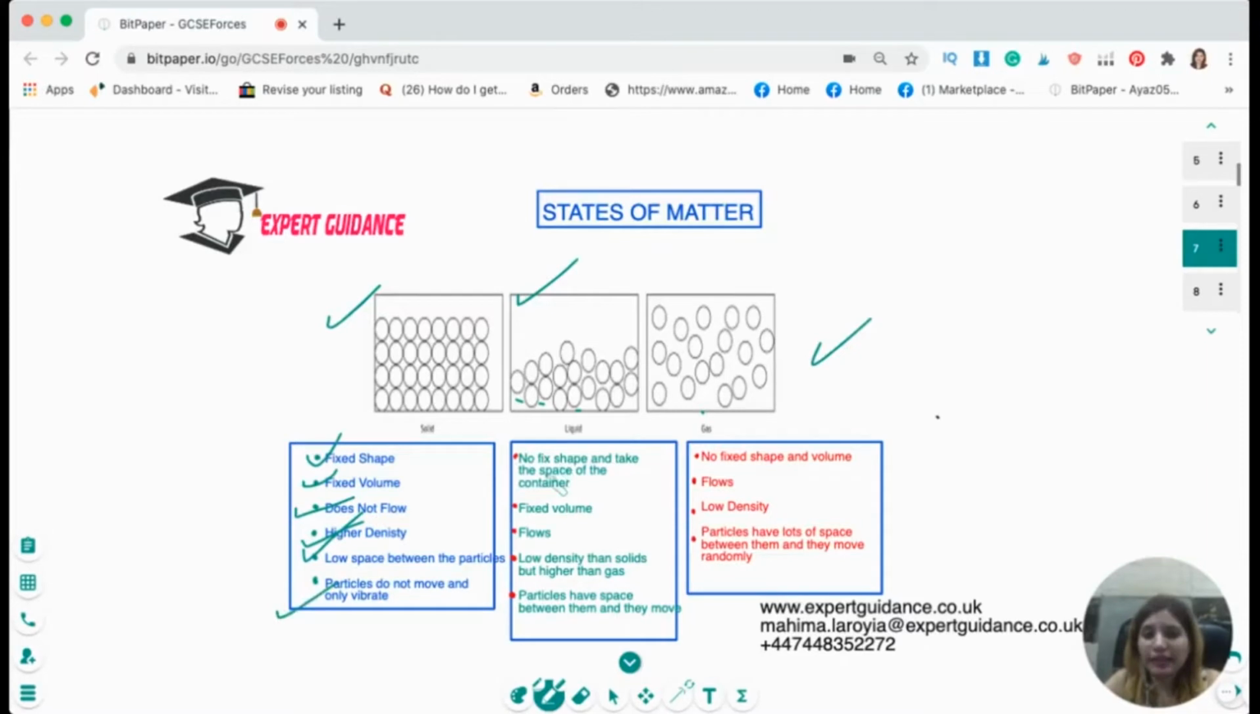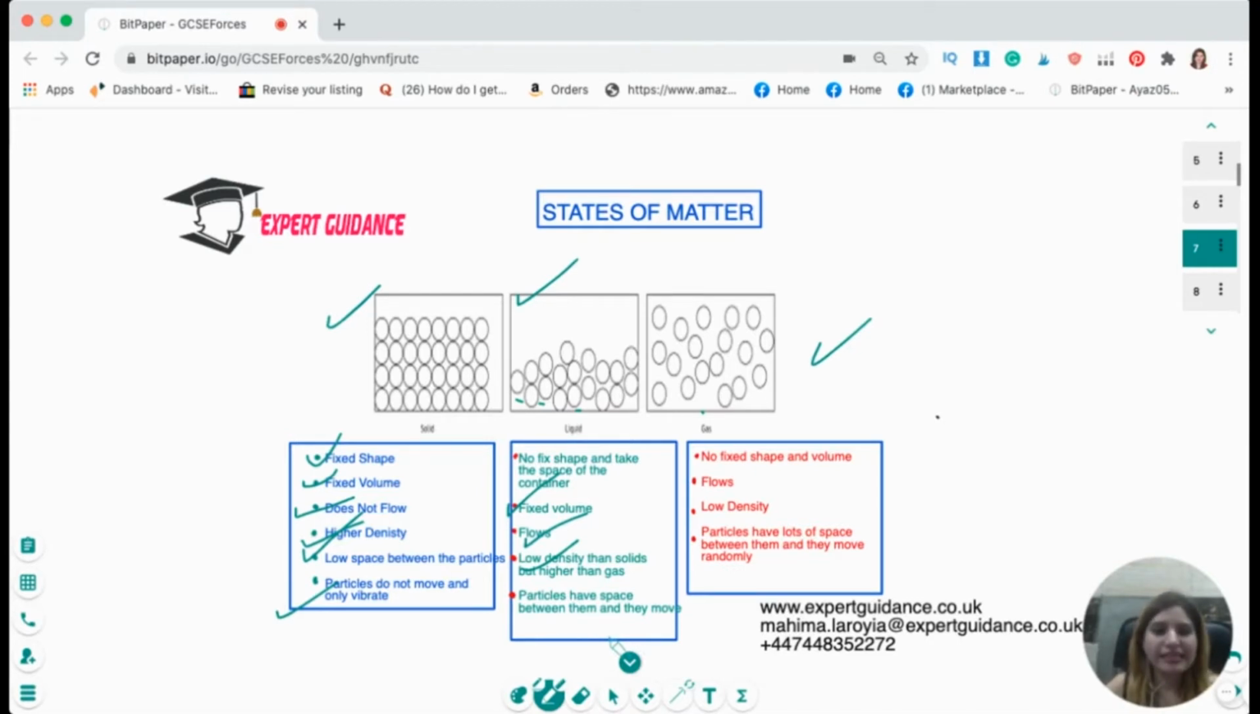When we talk about the liquid, there's no fixed shape. The liquid can take the shape of the container. So if you put it in a bottle, it will take the bottle's shape. If you put it in a jug, the liquid will take the jug's shape. But it has a fixed volume. Liquids do flow. They have lower density than solid, but higher than gas. And particles have some space between them and they move slightly.